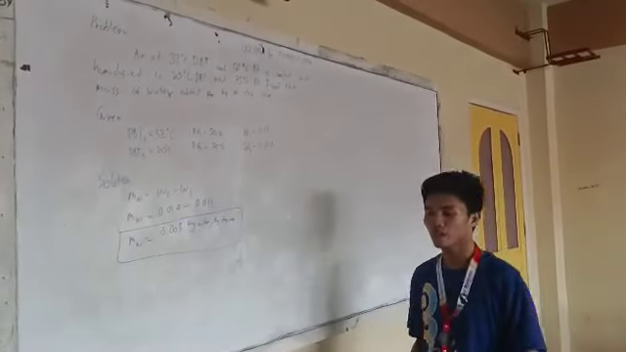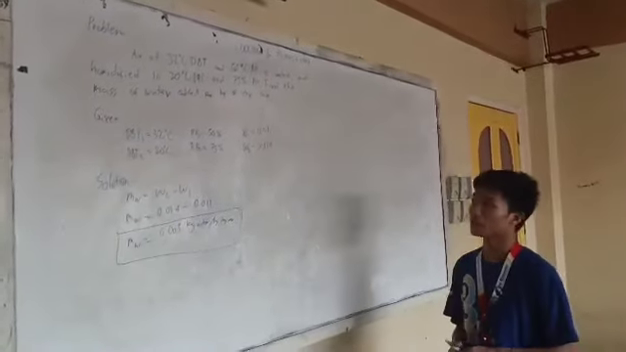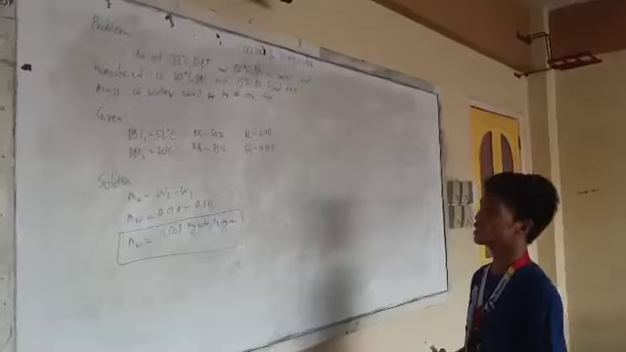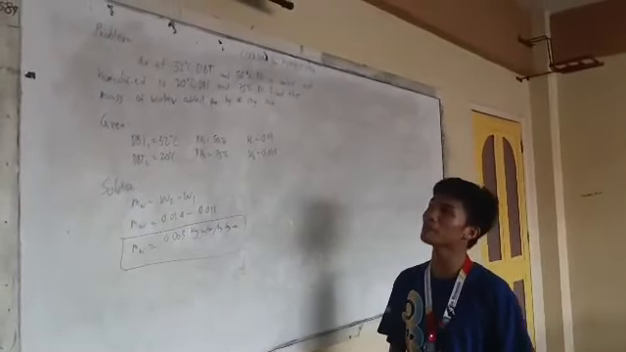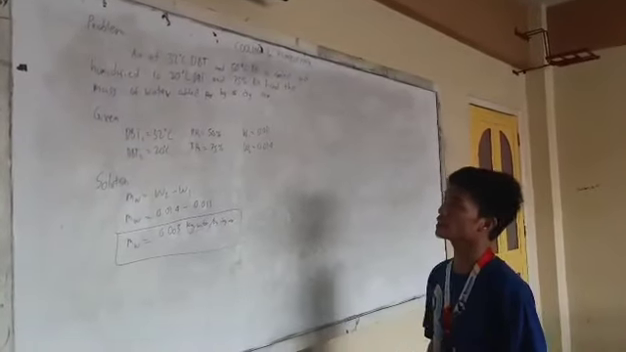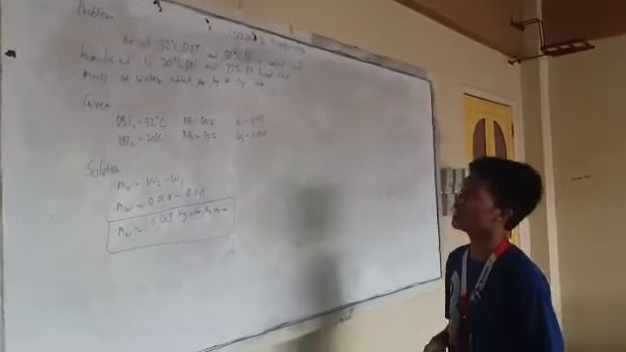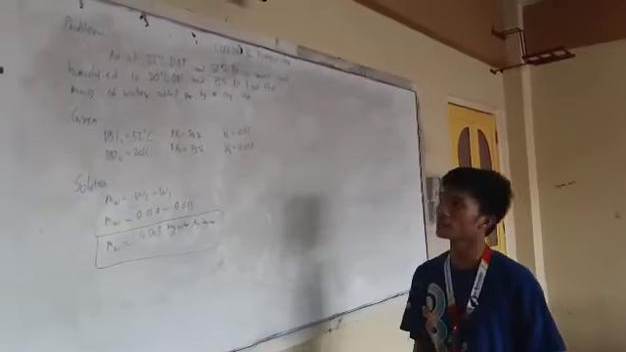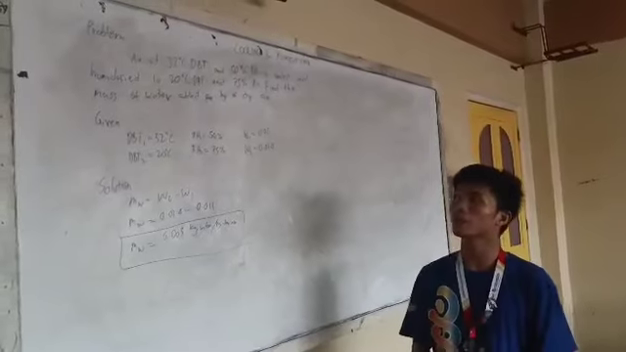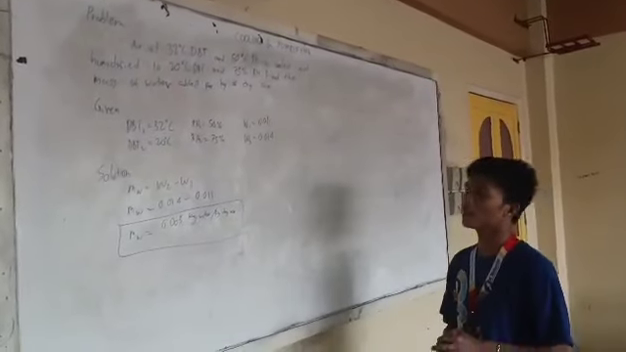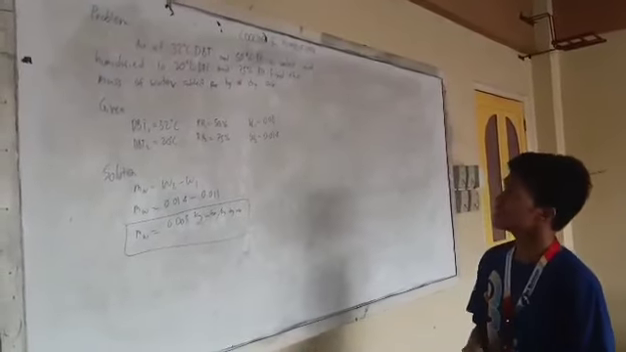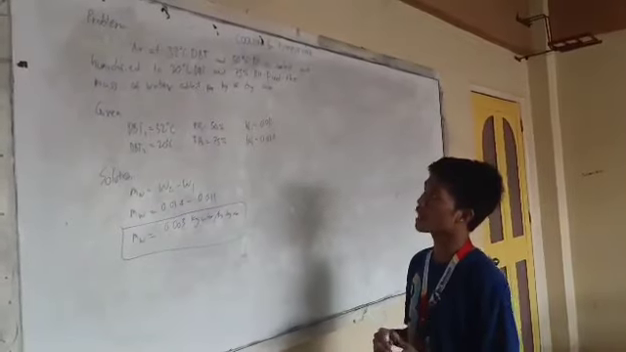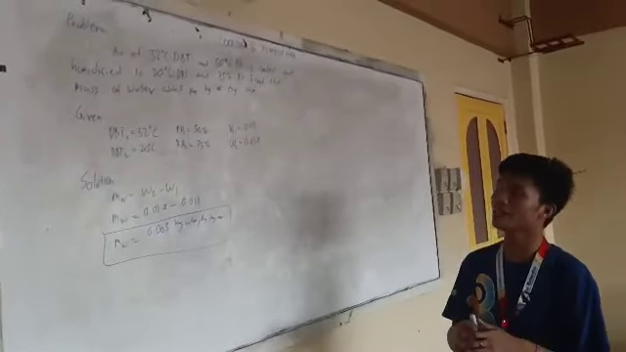Everyone. So today I will be giving another summary problem about cooling and humidifying. So the problem is: air at 32 degrees Celsius dry bulb temperature and 50% relative humidity is cooled and humidified to 20 degrees Celsius dry bulb temperature and 75% relative humidity. Find the mass of water added per kilogram of dry air.